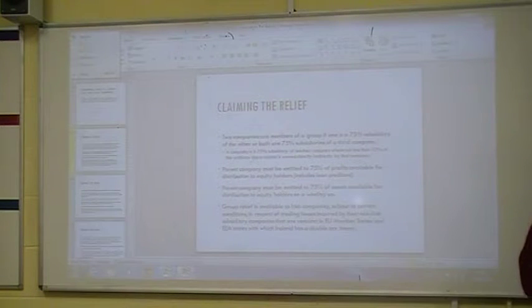Claims must be made within 2 years, just in case they ask a time limit. It's within 2 years from the end of the surrendering company's accounting period to which the claim relates, and relief will be restricted if the tax return is delivered late.